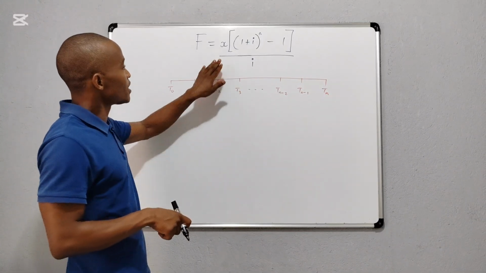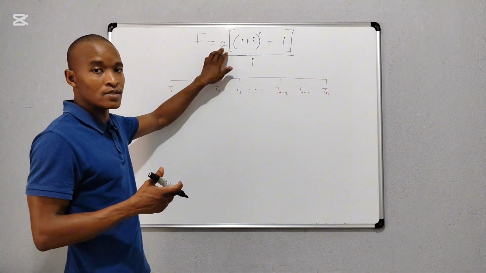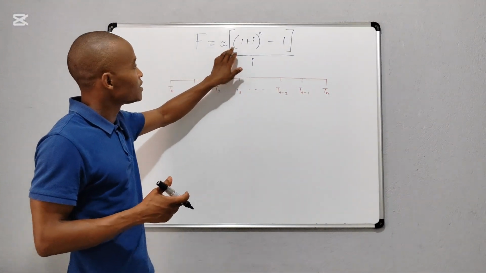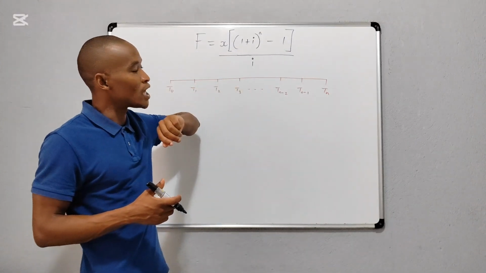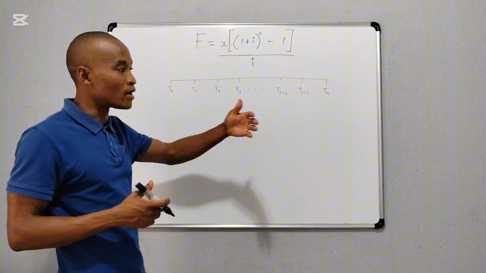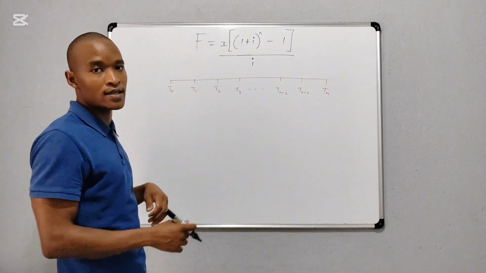Okay, so here is the formula, and I believe you know the meaning of the variables so far. You can just recap. X stands for the regular payment that will be made. I, of course, is your interest rate, and N is the number of payments that will be made over the period of time as depicted by the timeline.